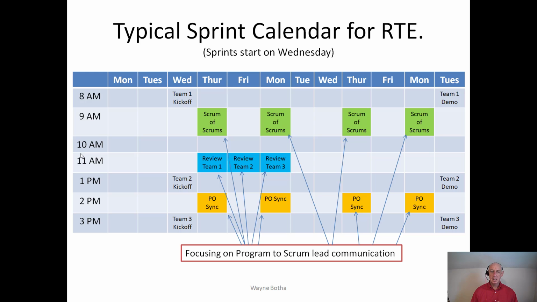I will point out that you sometimes need a specific review meeting with each team. In this case, I scheduled it for 11 a.m. for the program lead team to meet with a specific team. For example, we'll meet with team number one on Thursdays and review the work. Sometimes some programs require that the program lead team meet with an individual Scrum lead and product owner in order to review the work that's going on for their team. So the ceremonies that I've highlighted on this slide focus on program to Scrum team lead communication.